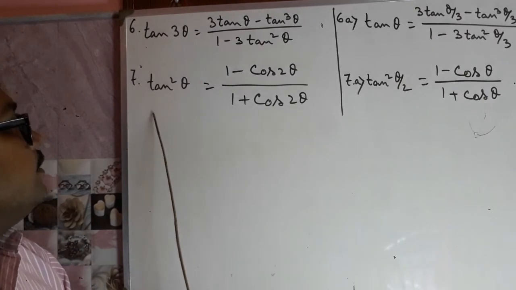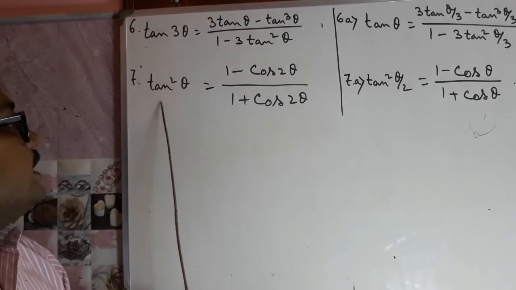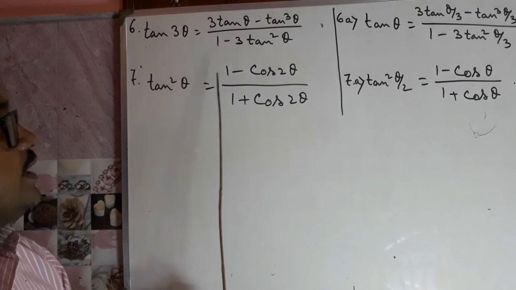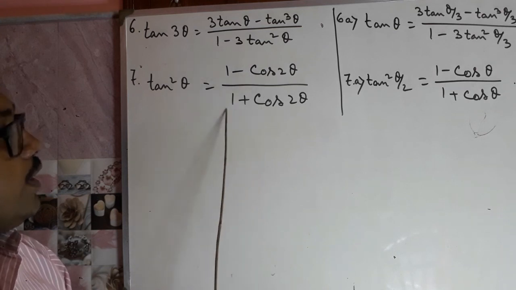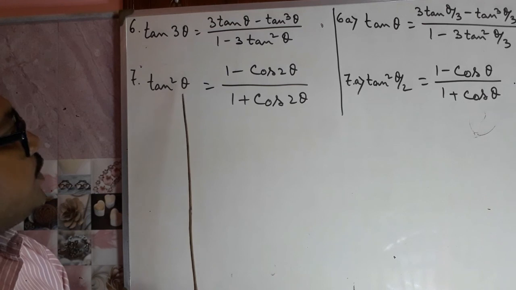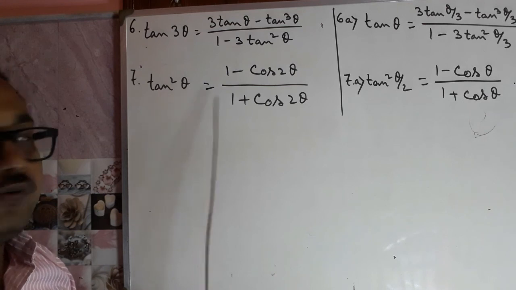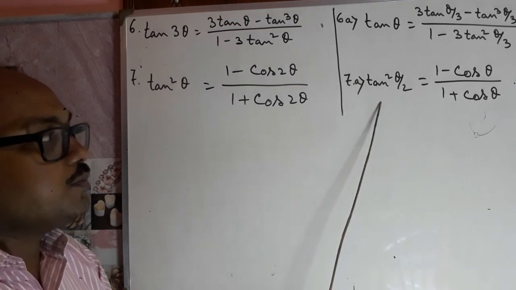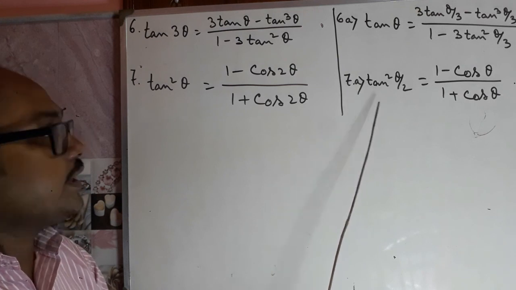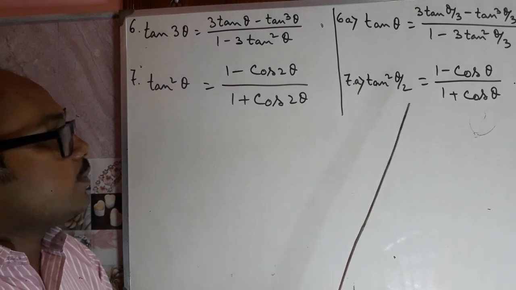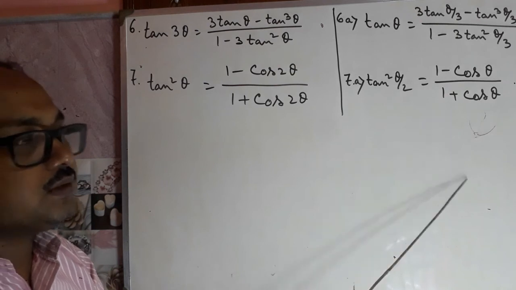And similarly we know tan² θ is equal to (1 minus cos 2θ) by (1 plus cos 2θ). So if we replace this θ by θ/2, we will get the formula of half angles, that is tan² θ/2 is equal to (1 minus cos θ) by (1 plus cos θ).